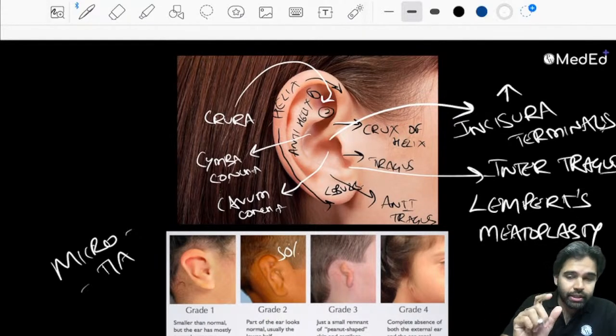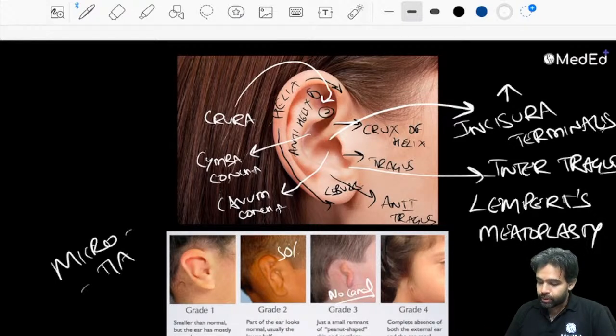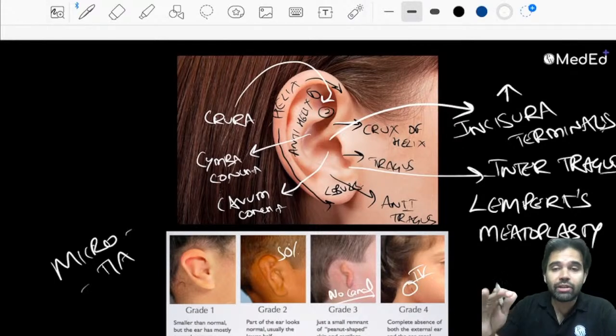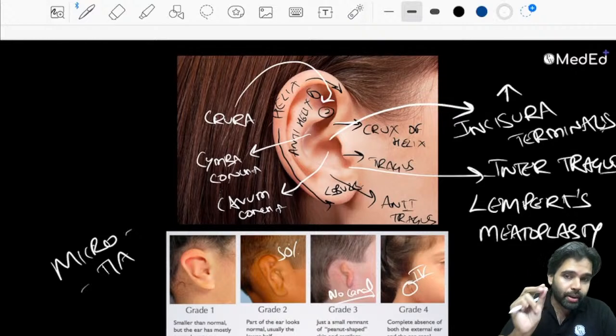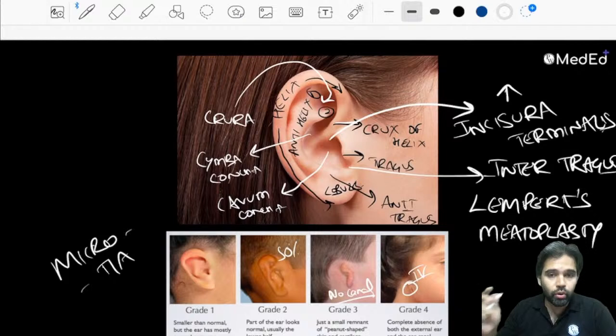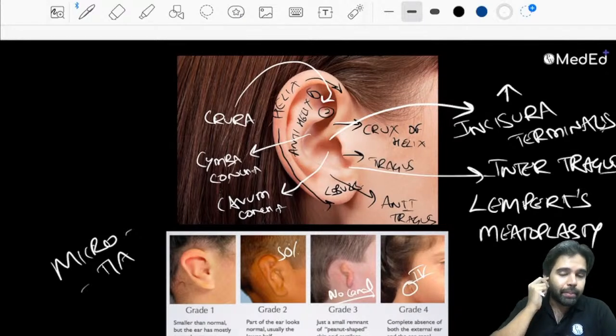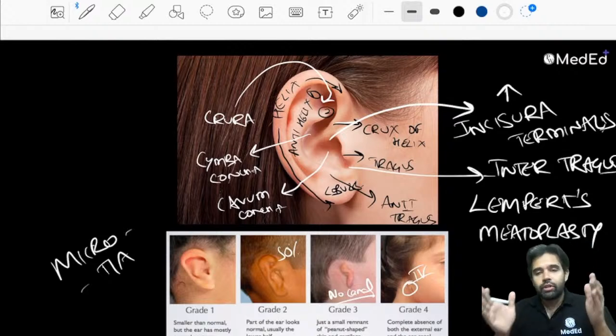But this is the trick. If the canal is absent, if there is no ear canal, that is when it starts with grade 3. And if there is no visible ear, or only a very small tag, then it is grade 4. Grade 3 and grade 4 have been asked many times in image based questions, and people get confused. If there is a very small remnant of the ear and no canal seen, or absolutely nothing seen, then only grade 4. If you can see one or two parts but no ear canal, then it is grade 3. If you can see the ear canal, it will be grade 1 or 2, based on the size.